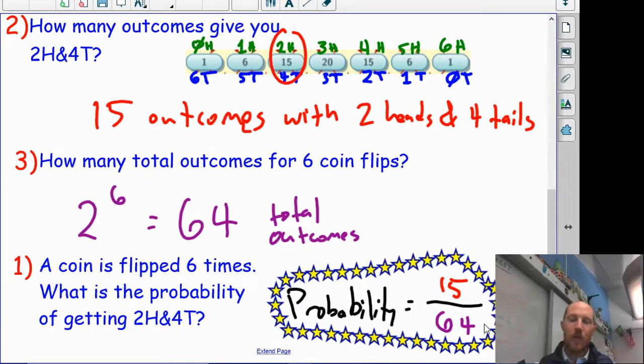Always reduce if you can. 15 over 64 is not going to reduce. So there's our final probability.